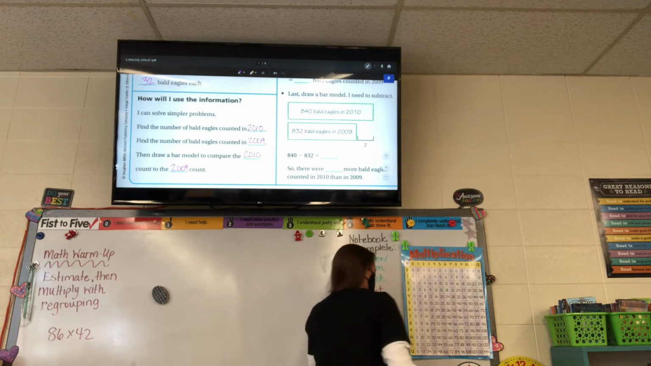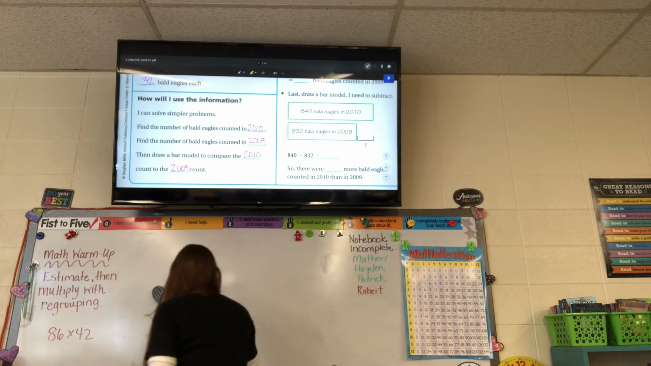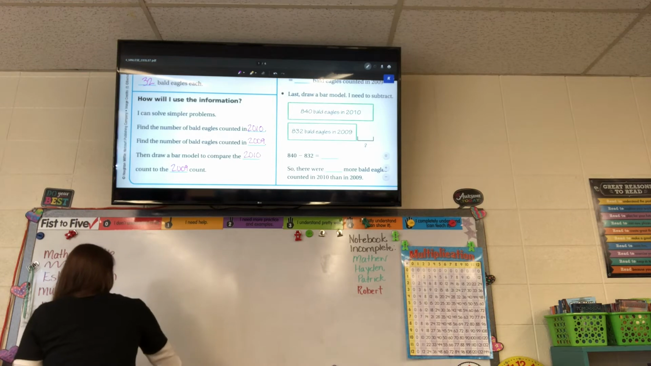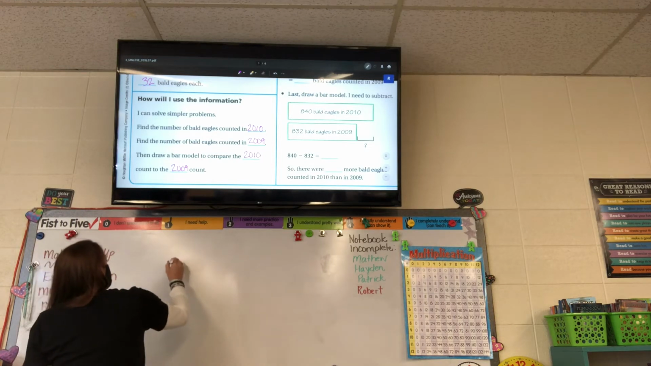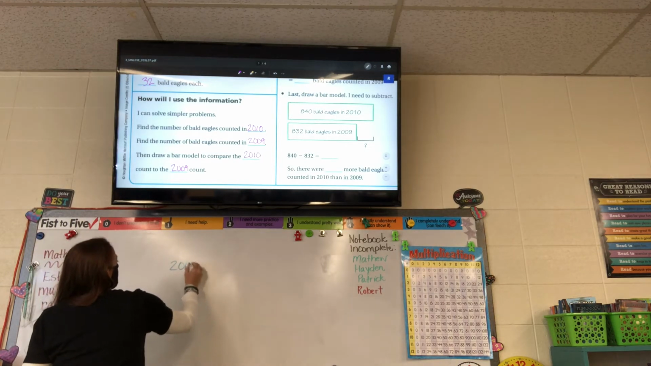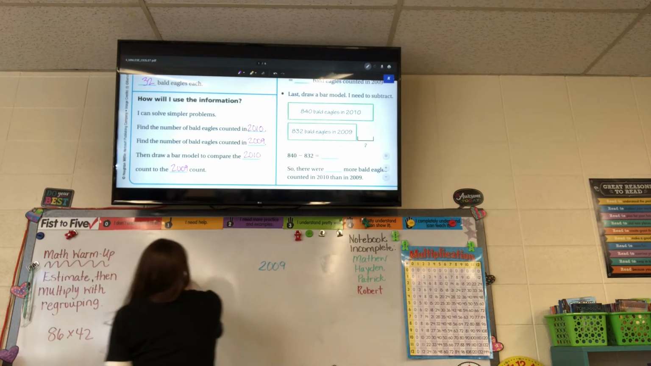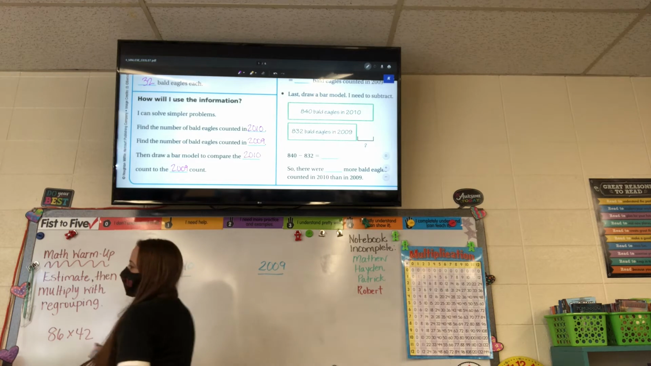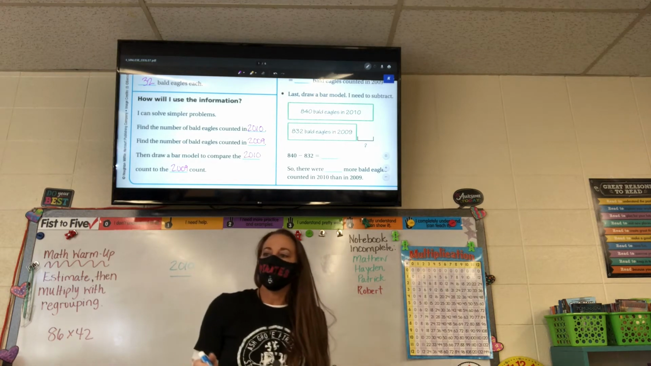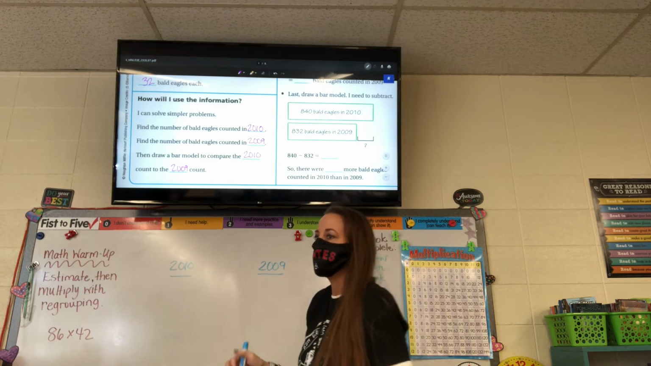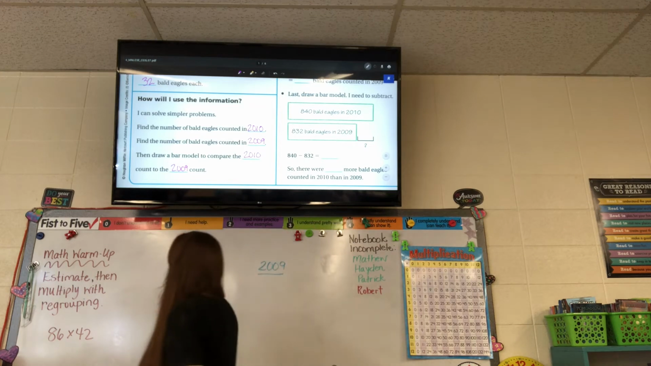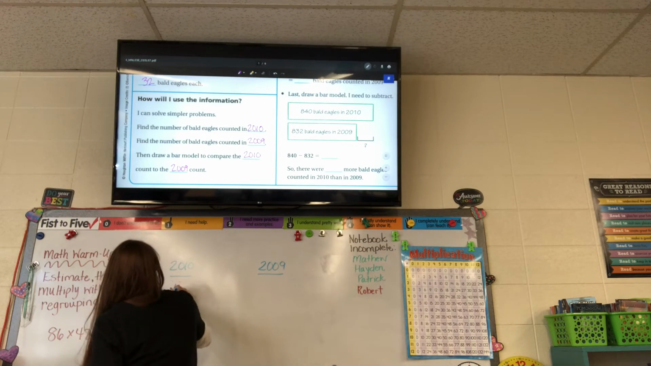Okay, so I'm going to set these up as two multiplication problems. My heading or my label is going to be 2010 and then 2009. In 2010, we've got 42 and 20. Dakota, which number should I put on top? 42 or 20? 42. How come? Because it's bigger. Very good. Bigger number always goes on top.